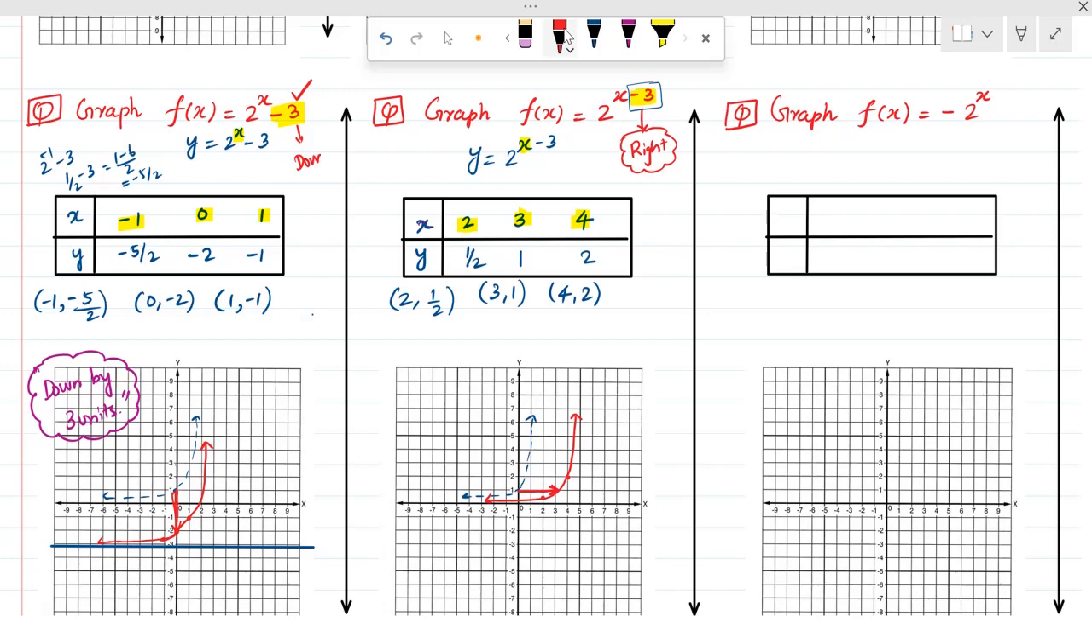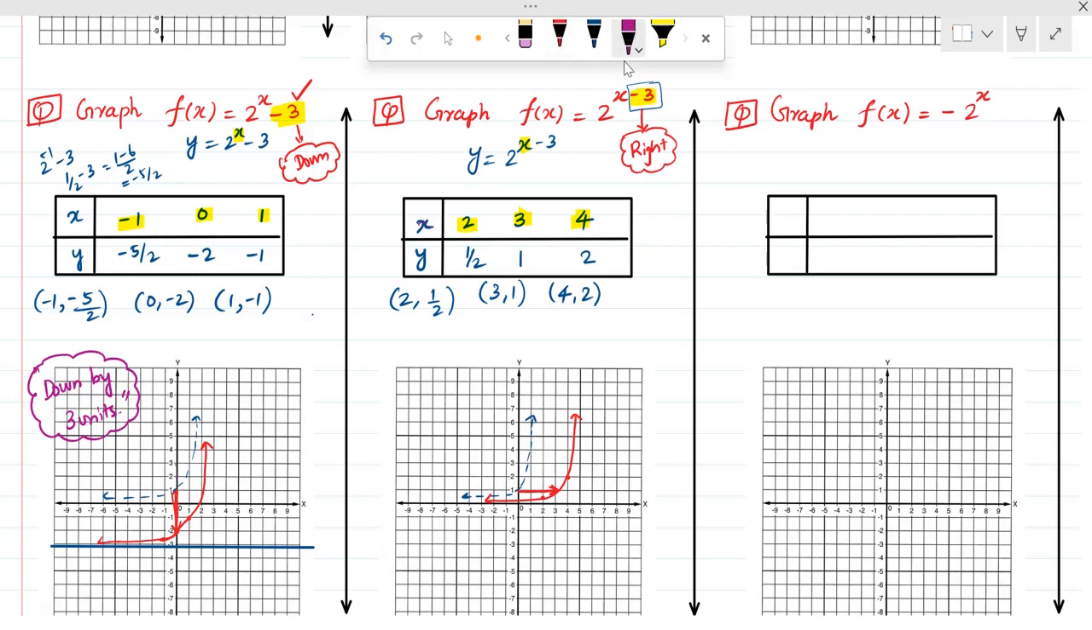Down. Y minus. If it is plus, it is up. But what is the difference between this one? Here the minus is in the power. It is in the separate function. When you have it in the power, it is right and left. The translation is going to be right and left.